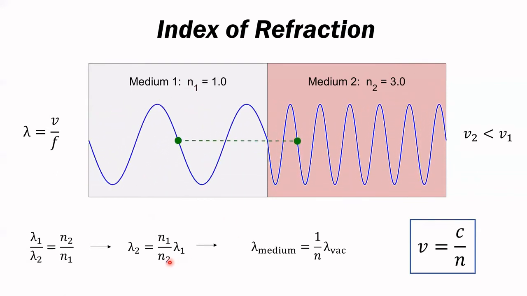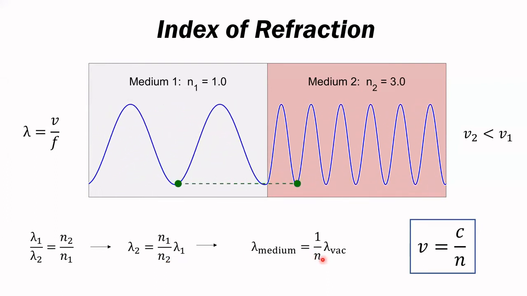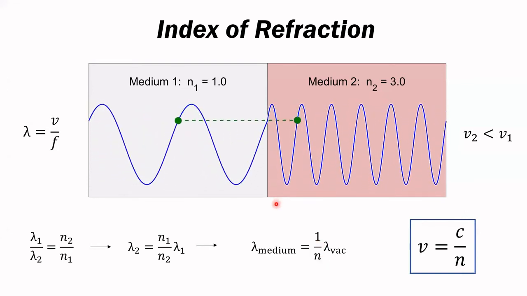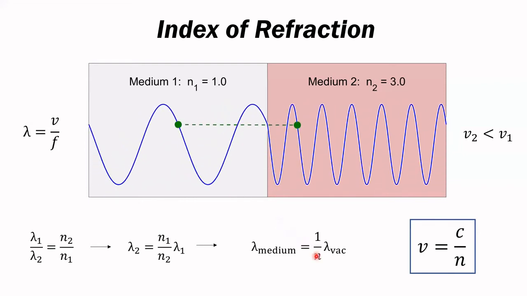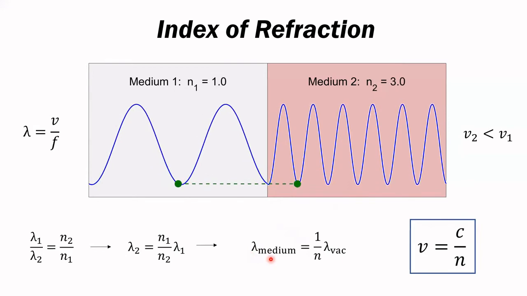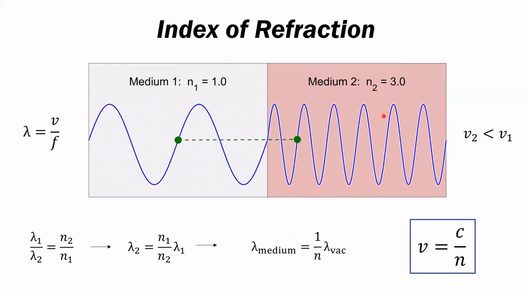And you'll notice I've gotten rid of the subscript 2 as well. So this n with no subscript means the index of refraction of this medium. It's very easy to calculate the wavelength of light in a medium if you happen to know the medium's index of refraction.